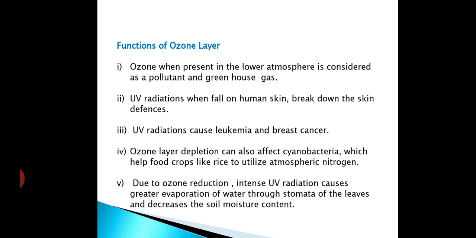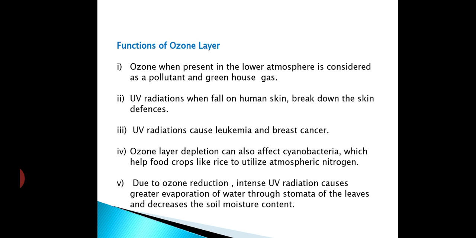On coming in contact with UV radiations, the blood vessels near the skin surface, which carry more blood, become red and swollen, causing sunburns. Due to ozone reduction, intense UV radiation causes greater evaporation of water through stomata of the leaves and decreases the soil moisture content.